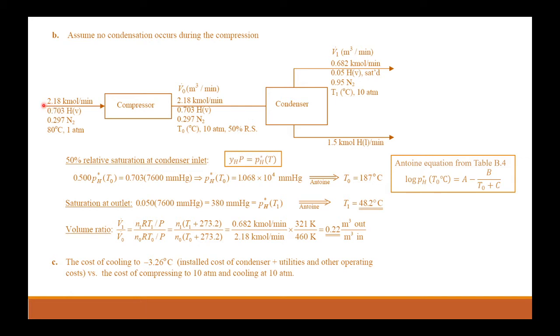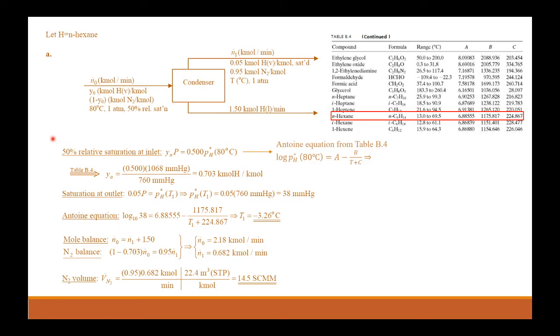So the number of moles of the gas stream entering the compressor would be 2.18, with a mole fraction of hexane being 0.703 and nitrogen being 0.297, at 80 degrees Celsius and 1 atm. So we know from part A, we have found NO, which is the amount of gas that enters the condenser, would be the amount of gas in the stream coming from the dryer.